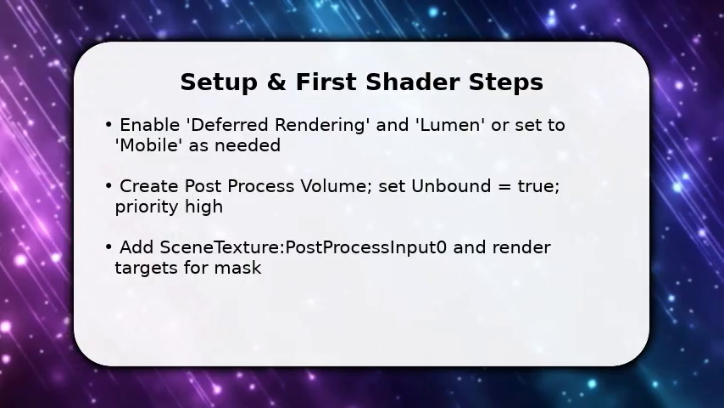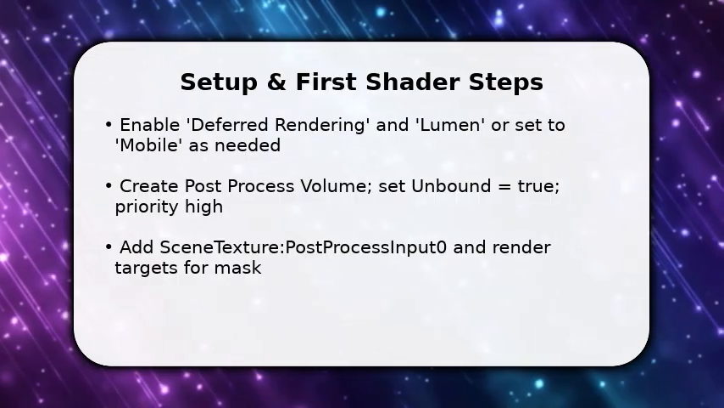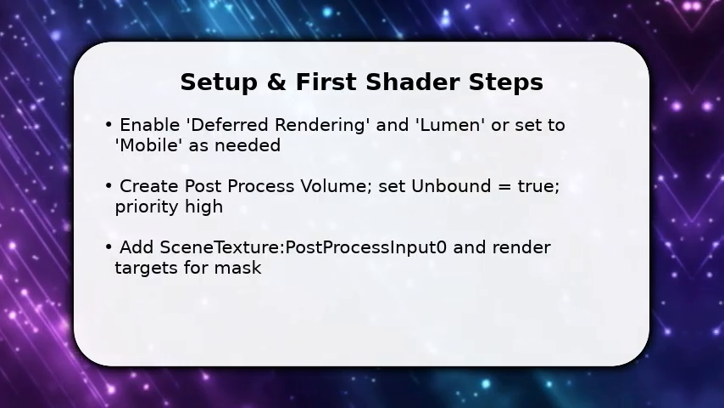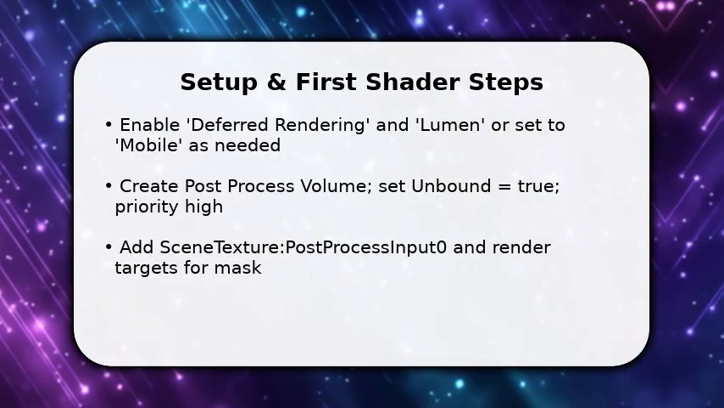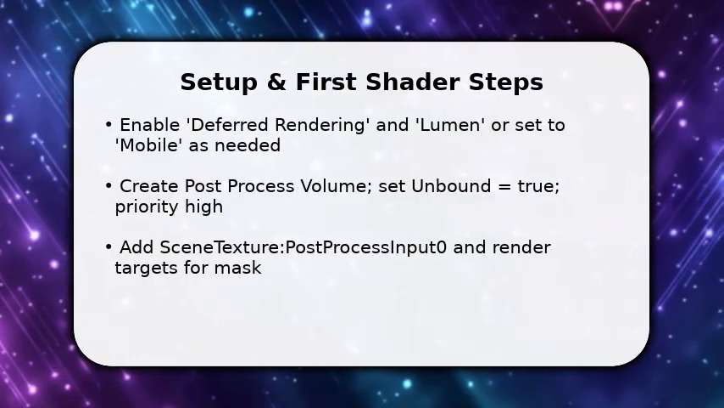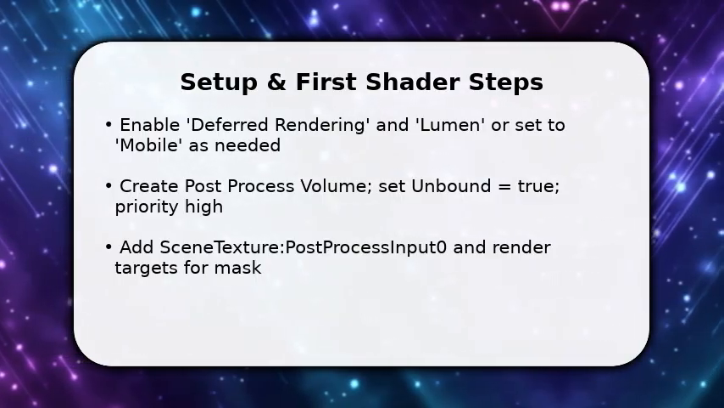You start by preparing the scene, enable deferred rendering, and confirm your project supports post-process materials. Once done, place an unbound post-process volume and raise its priority so it affects the whole level. Next, create a post-process material using scene texture, post-process input 0 as the base.